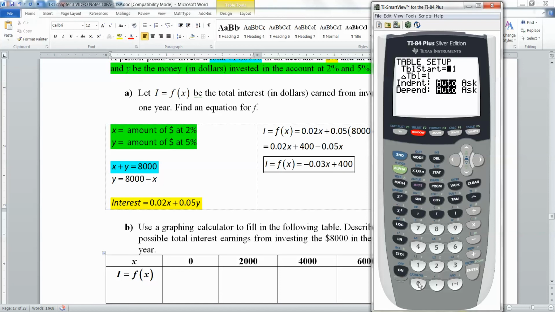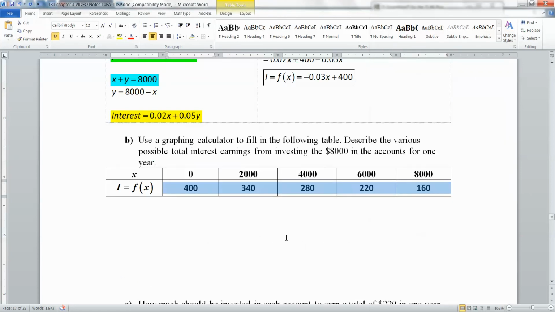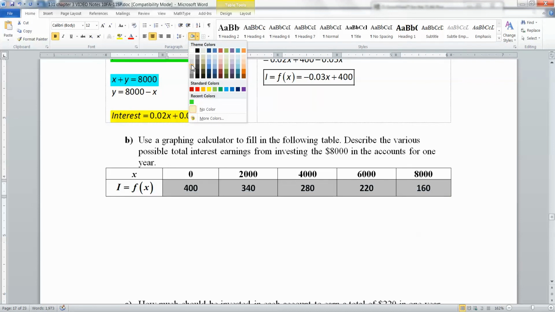So let's say I want it to start at 0 because that's my first x value on the table. But I want my steps to be worth 2,000. So I'm going to type 2,000. And in our class, we'll always leave these as auto. I didn't want to get into what the ask part means. And there we go. You got your numbers. So 0, 400, 2,340, and so on. All right, let me type those into the table. I'll be right back. There they are. I'm going to make them a little bit gray just to kind of make sure you can see the difference.